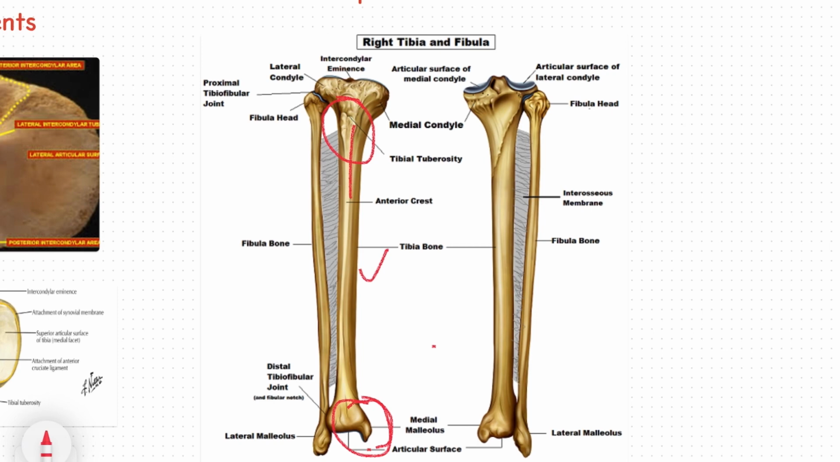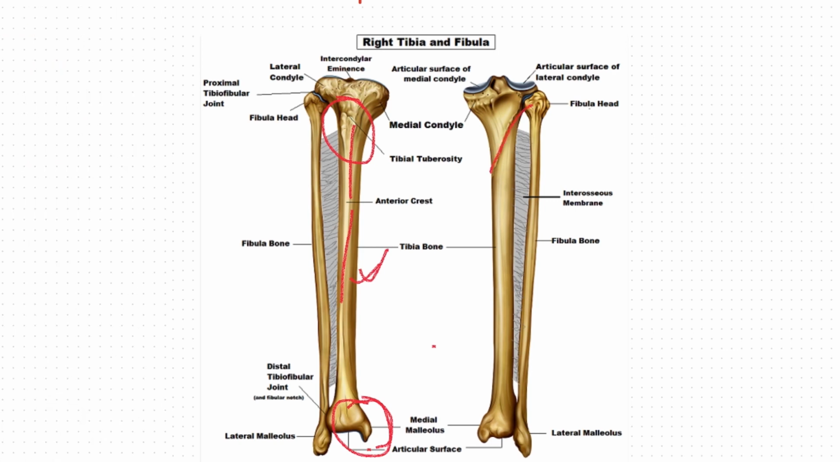Another important feature is this anterior border, which is a sharp border, and it is known as the shin of tibia. And on the posterior surface there is an oblique line which is known as the soleal line.